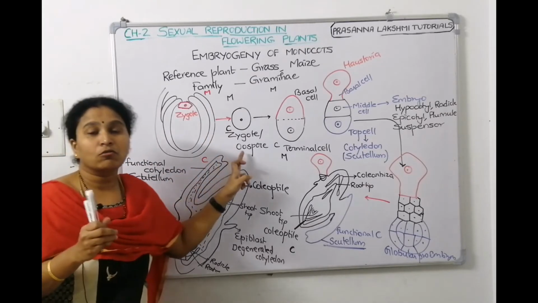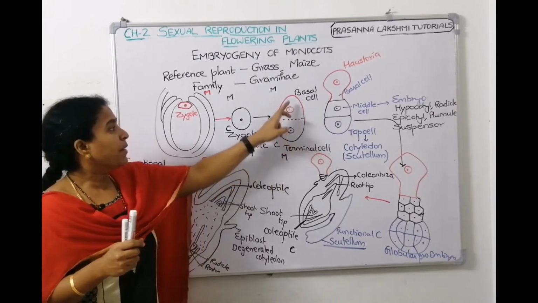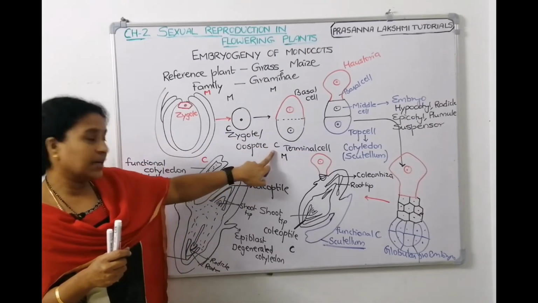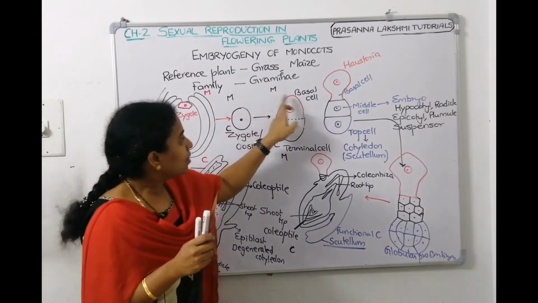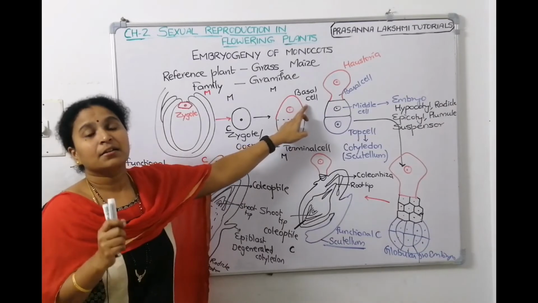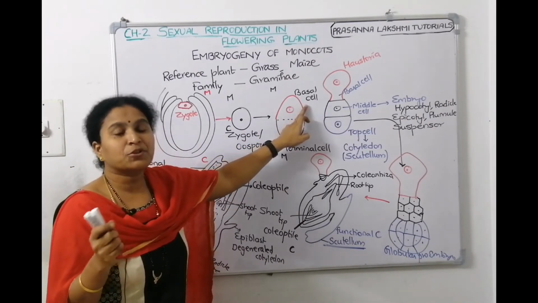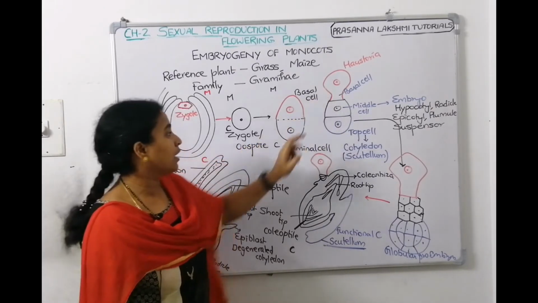The zygote or oospore elongates. It shows a transverse division to make a basal cell towards the micropylar end and a terminal cell towards the chalazal end. You need to represent the directions. Now, at the micropylar end, the basal cell is there. The basal cell will not divide further. It makes a tissue which can absorb nutrition, which is called haustoria. It enlarges and becomes haustoria.